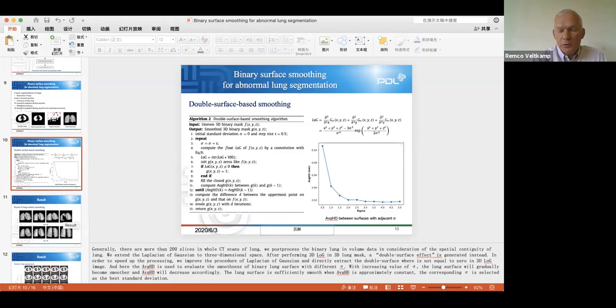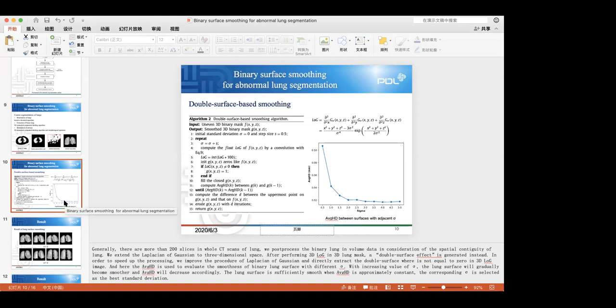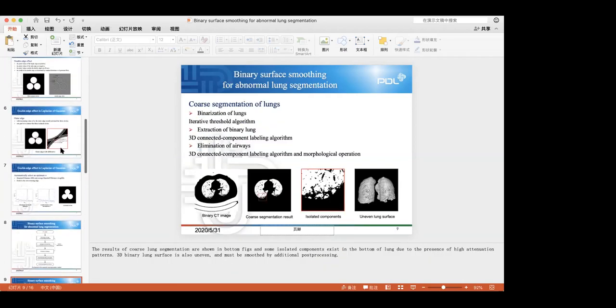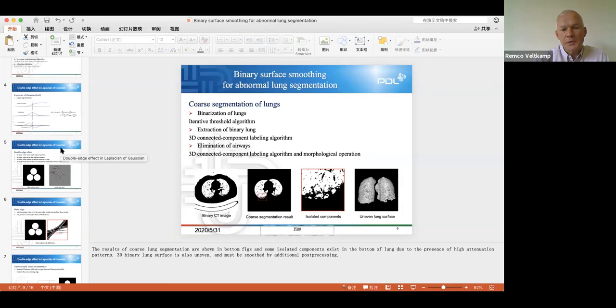Maybe, Lin Chao, you can explain to what extent this method is specific for lungs. Or does it also work for other organs?